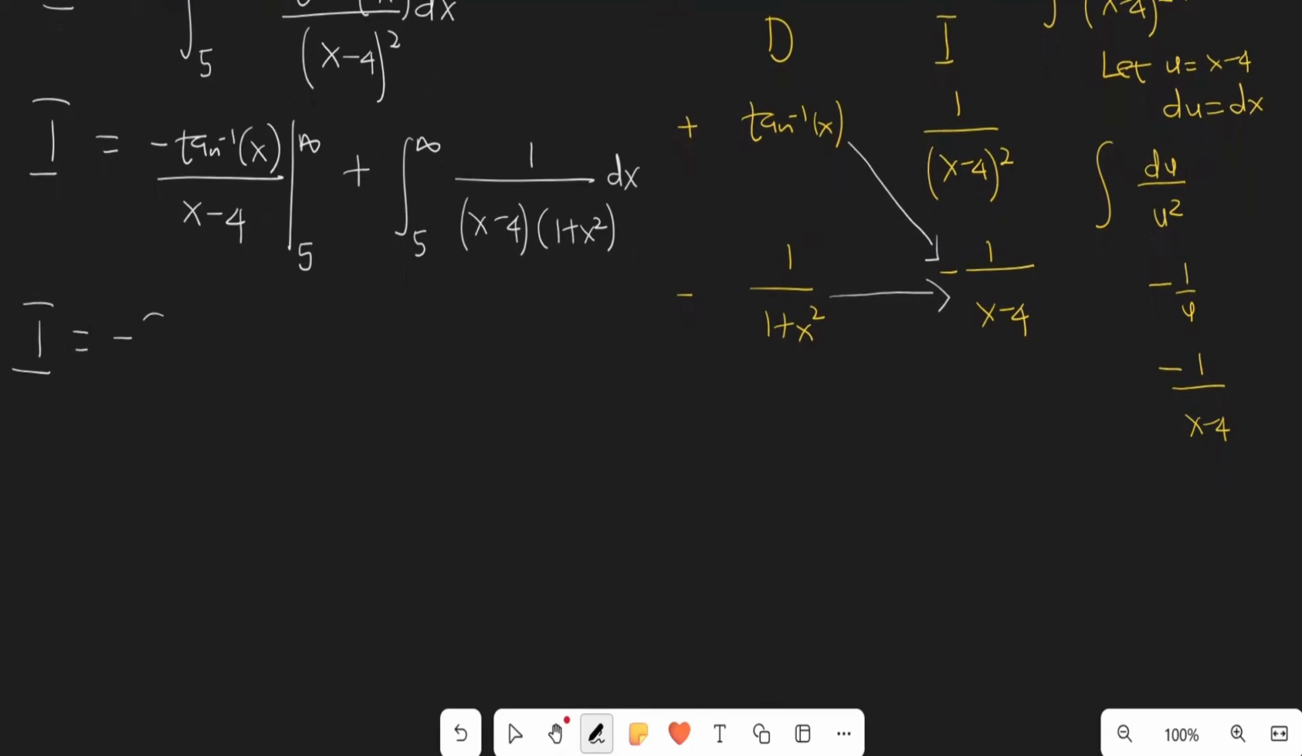All right, so now let's plug in the limits. So you have negative out. Now let's take the limit as x approaches infinity of the tan inverse of x.